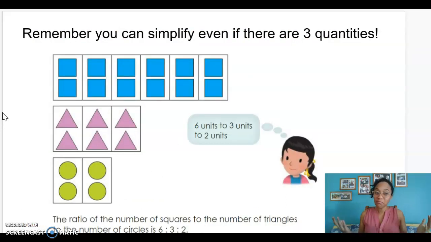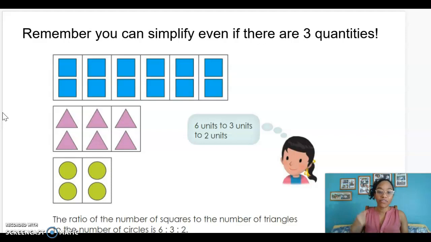Now, you can actually simplify even if you have three quantities. In this case, we're always looking for equal groups. Notice how we can put the 12 squares in 6 equal groups of 2. We can put the 6 triangles in 3 equal groups of 2. And we can divide those 4 circles into 2 equal groups of 2. When we're doing equal grouping, we're either thinking through our times tables or using division to find equal groups.